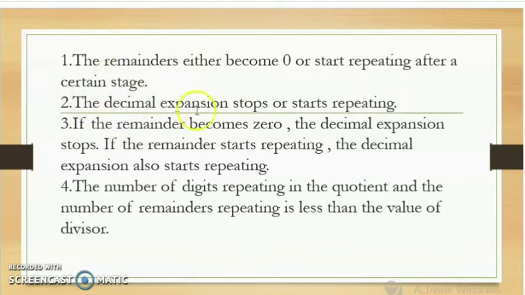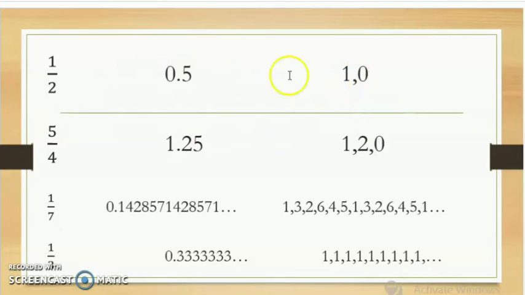So we saw that the remainder either becomes 0 or it starts repeating after a certain stage. In the first case, 1 by 2, the remainder became 0. In the second case it becomes 0. So either it becomes 0 or the remainders start to repeat. Let's say 1, 3, 2, 6, 4, 5. Again the same thing, it starts to repeat: 1, 3, 2, 6.